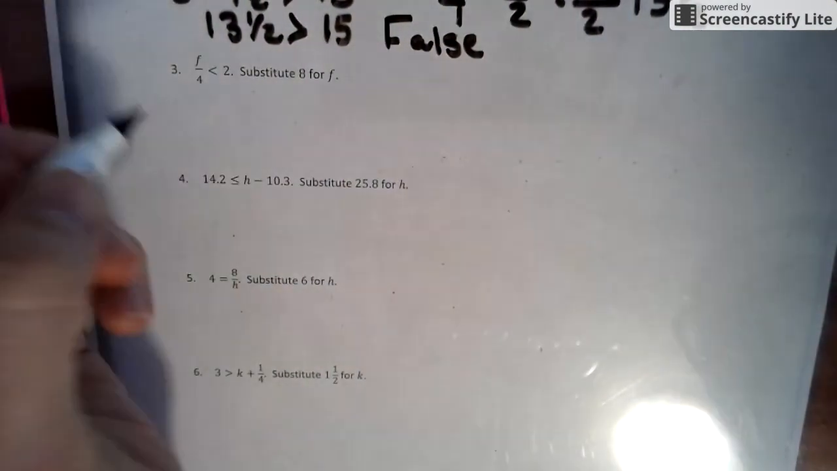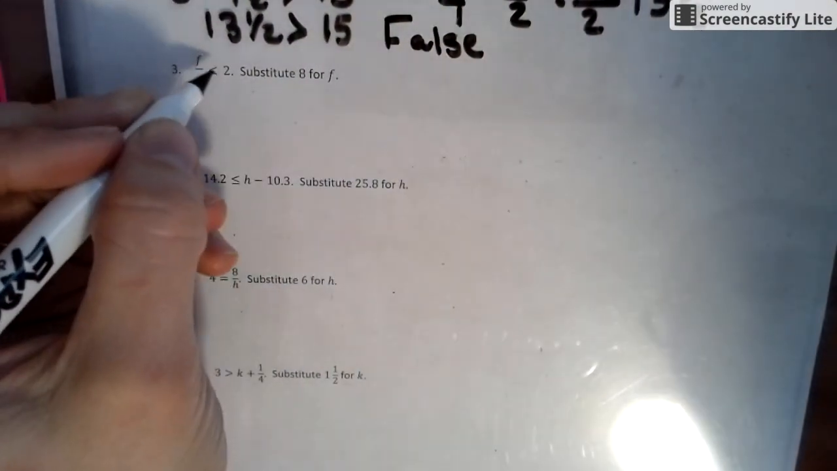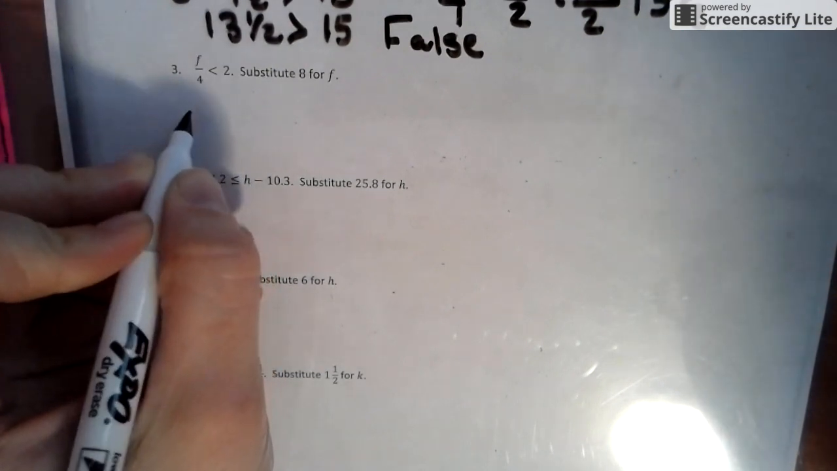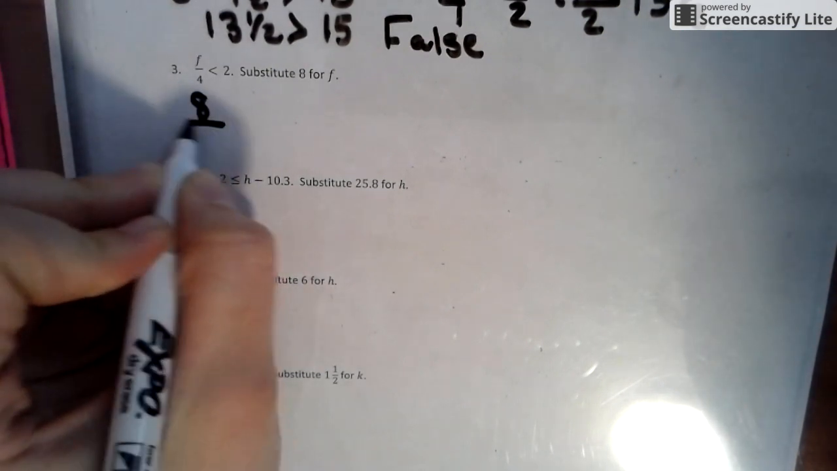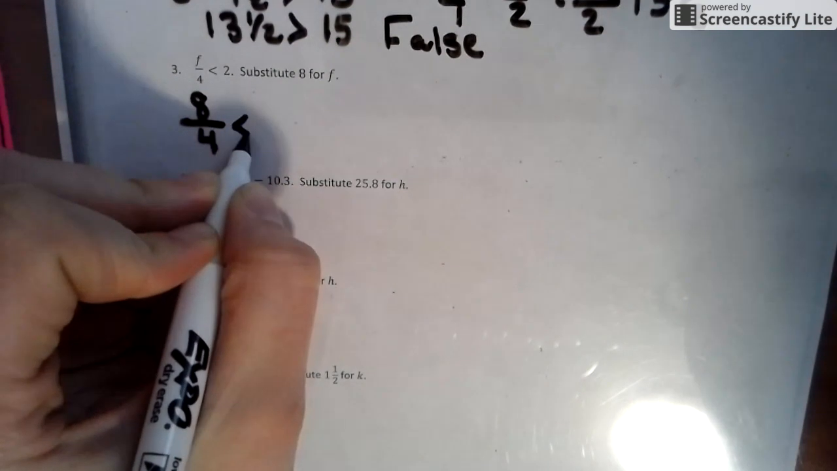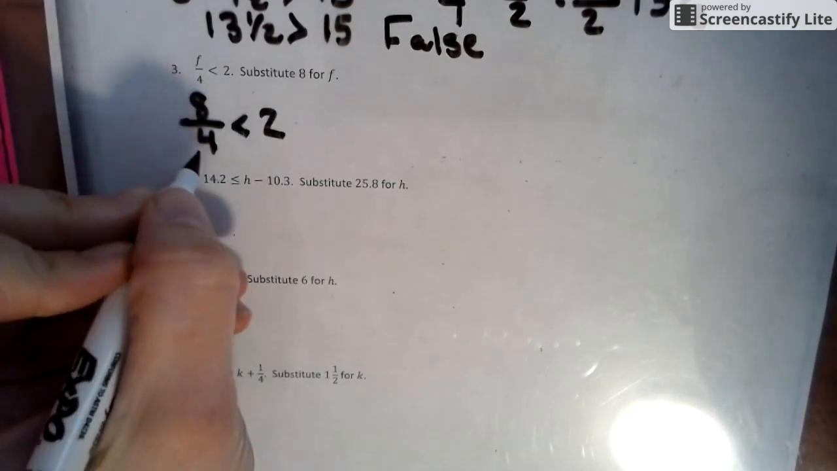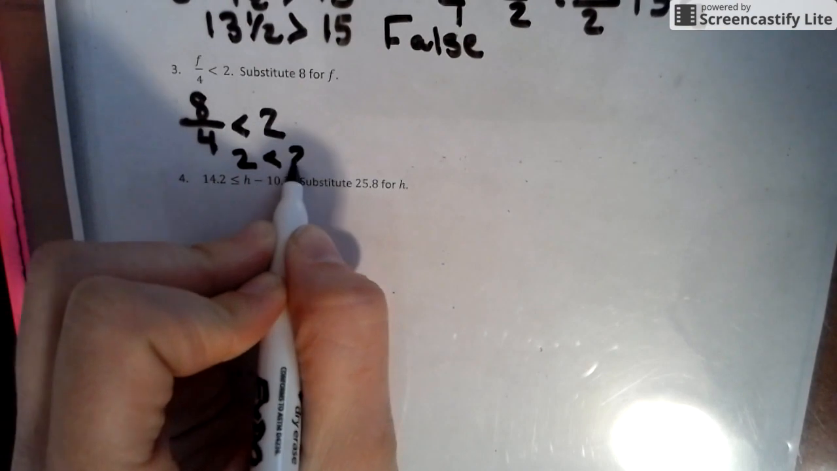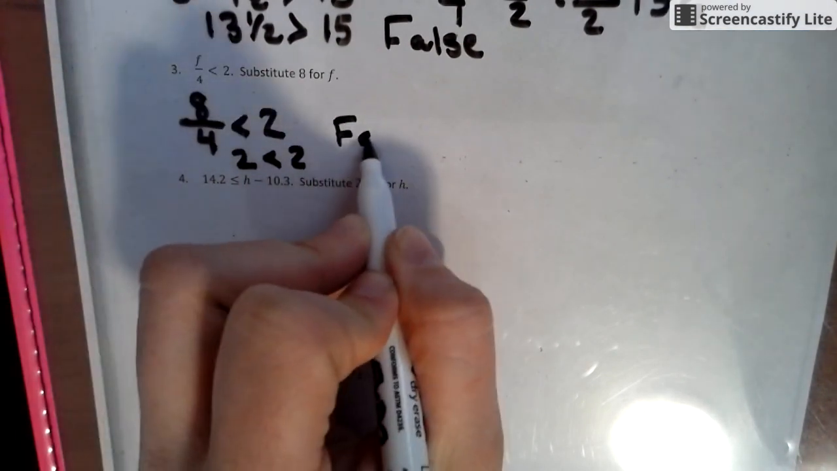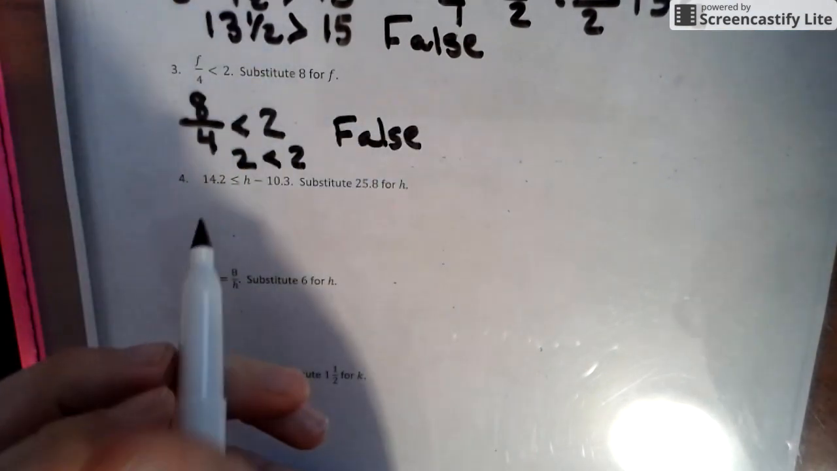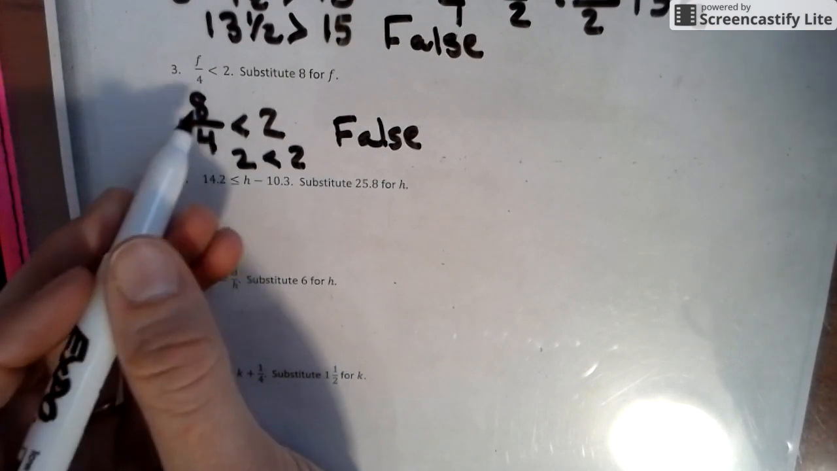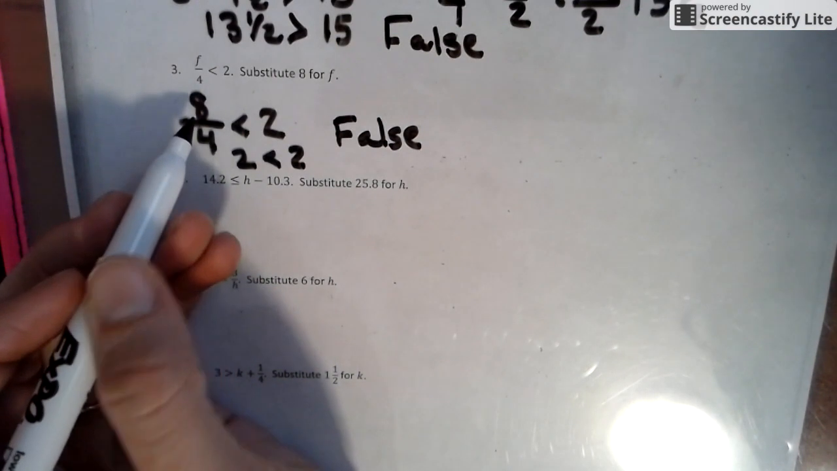All right, so we have f divided by 4 is less than 2. We're going to substitute in 8 for f. So we have 8 over 4 less than 2. Well, 8 divided by 4 is 2. And is 2 less than 2? No, that's a false statement.